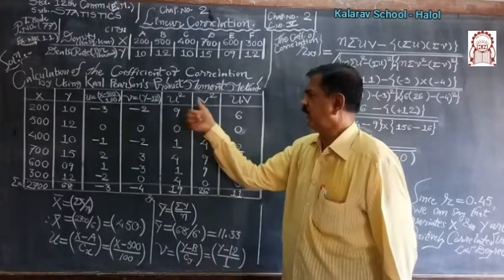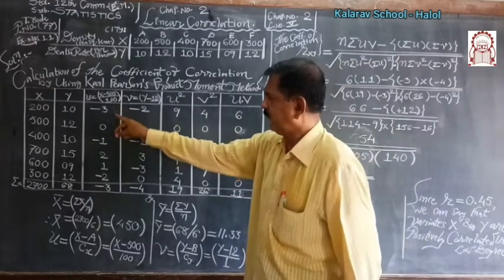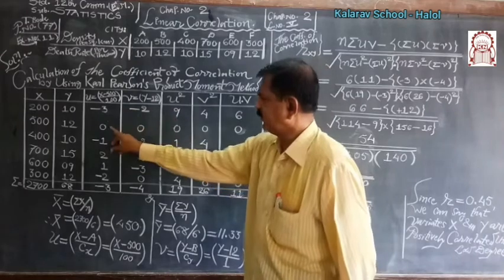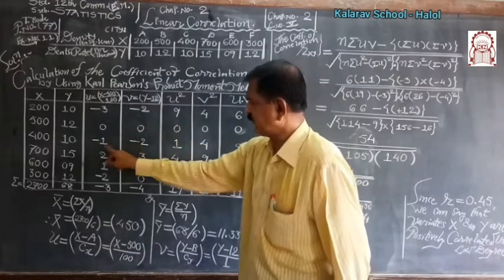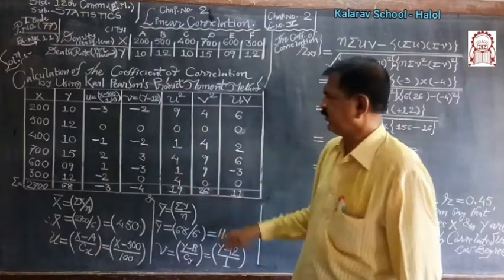Then take u square, v square, uv. Square of this column: minus 3 square becomes 9, 0 square is 0, minus 1 square is plus 1, 2 square is 4. Similarly, square of v.